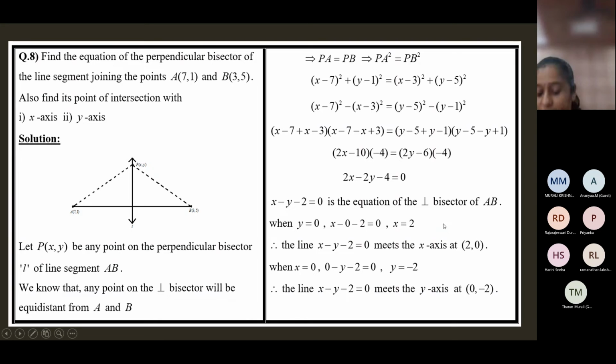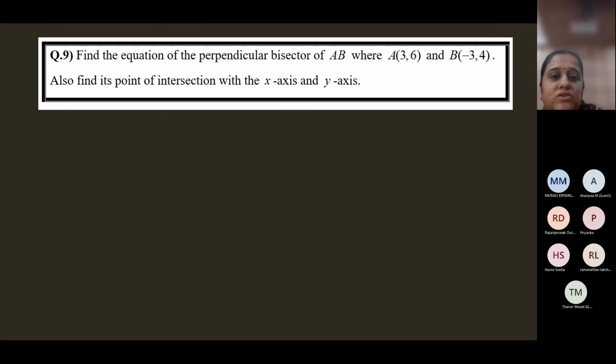Take a picture and make sure to complete this. So this side is equal to this side. Congruency, this side is equal to this side. This is your homework, children. Take a screenshot. Similar question: find the equation of the perpendicular bisector of AB. Find the point of intersection with the x and y axis. Homework. Please work this.